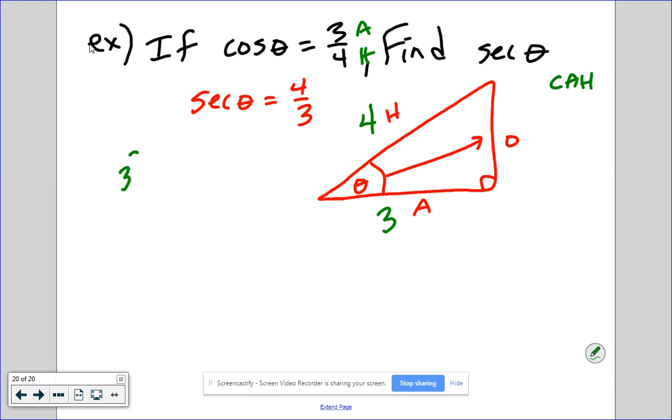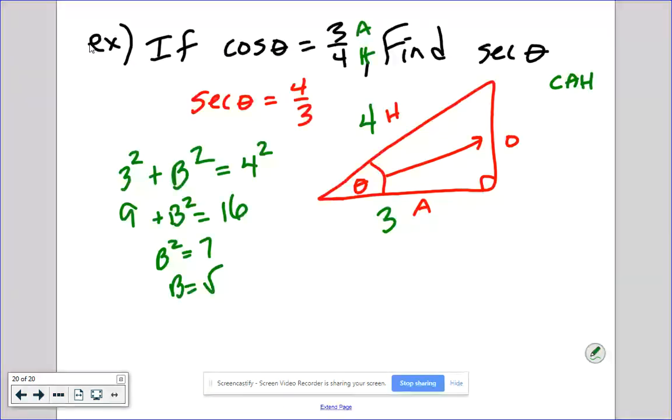So you would do 3 squared plus b squared equals 4 squared. 3 squared is 9, and 4 squared is 16. Now I've got to solve for b squared. So b squared is 7, so then b is the square root of 7. Then once you have all 3 sides, finding the other trig ratios is not very difficult.